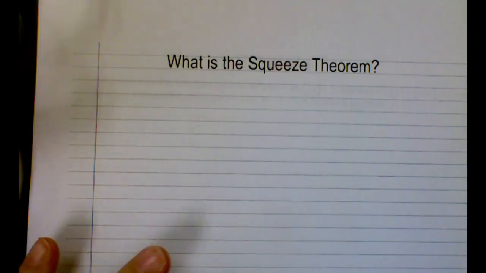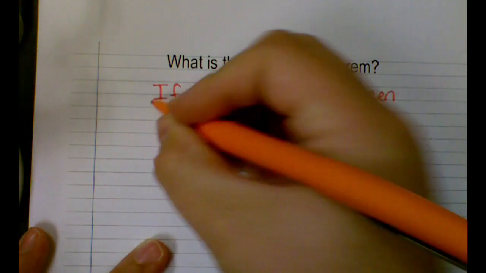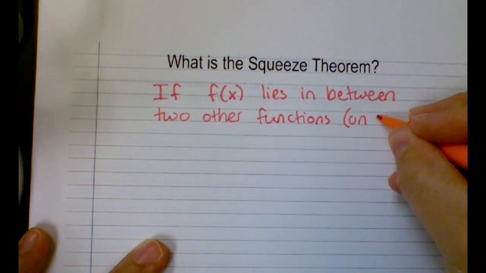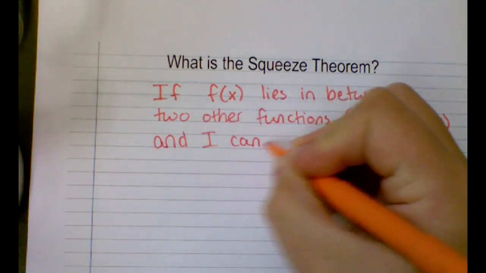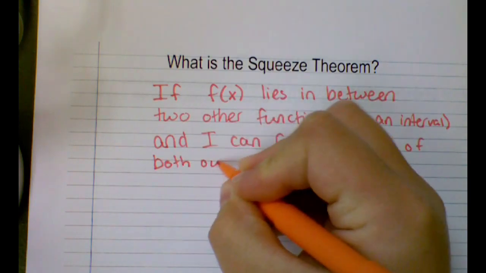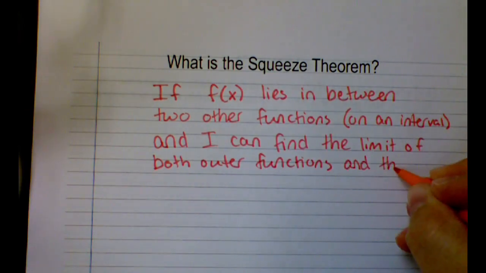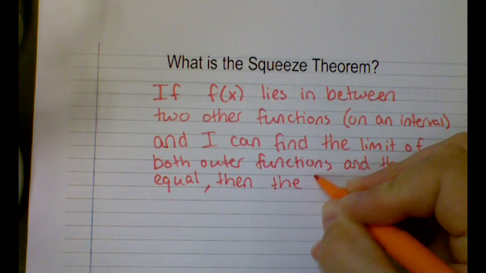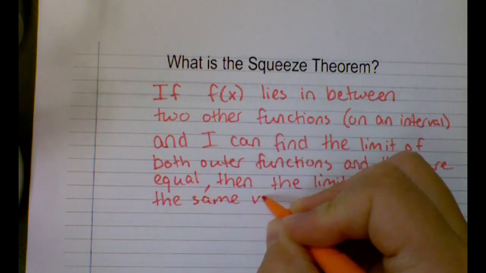The squeeze theorem just says that if my function lies in between two other functions, at least on the interval I care about, and I can find the limit of both outer functions, and those limits are equal, then the limit of our original function is the same value.